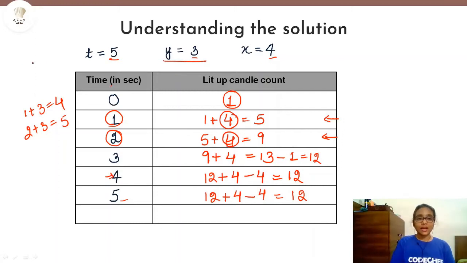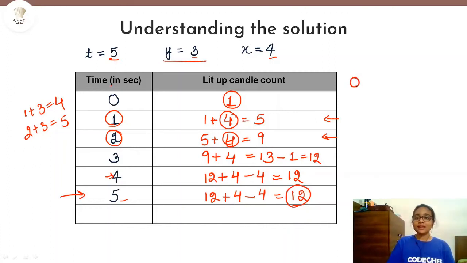Now at t equals 5 seconds, the chef's girlfriend will arrive. So it means that we have to stop here. We need not go any further. And at the end of 5 seconds, we have 12 candles left which are lit up. So what do we find out by exactly solving this?